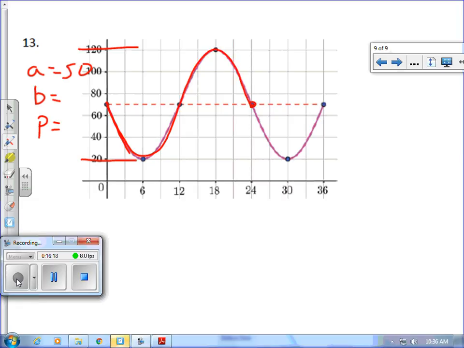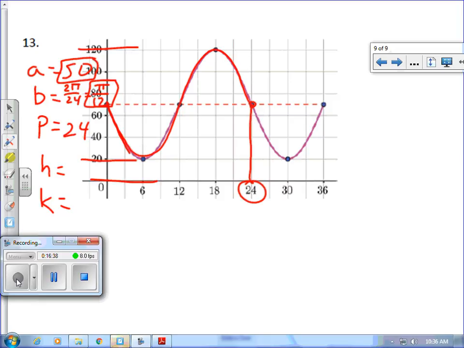So B is going to be 2 pi over 24, or pi over 12. Okay, there's B. H, K, what's my vertical shift? 70. 70 again. Now what's my horizontal shift?